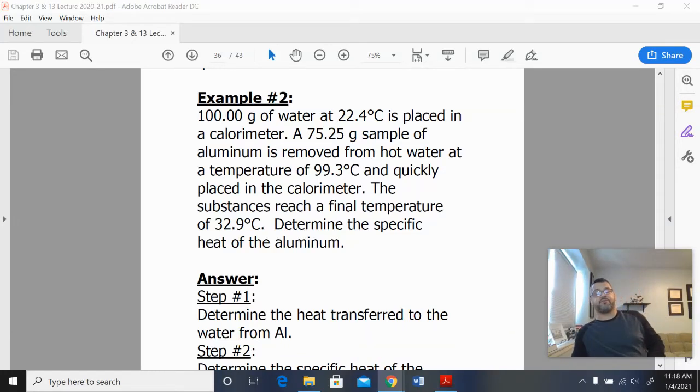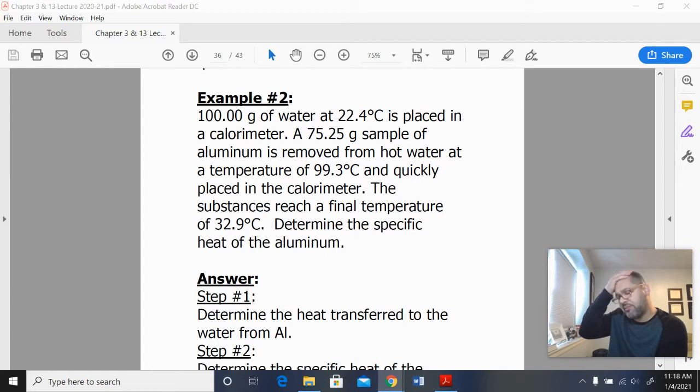Let's try this example. I have 100 grams of water. It's at 22.4 degrees Celsius. And I put it into a calorimeter. And then I have separately a 75.25 gram sample of aluminum that I have in hot water. And that hot water is at 99.3 degrees Celsius.